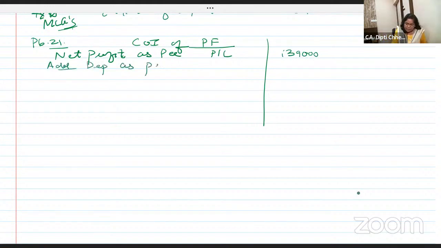Add back depreciation as per books of accounts. It's not allowed. So add back the depreciation as per books of accounts, and that is 25,000.